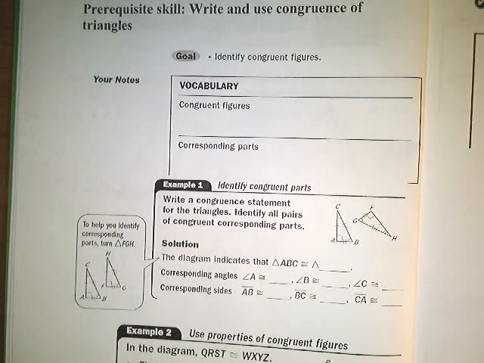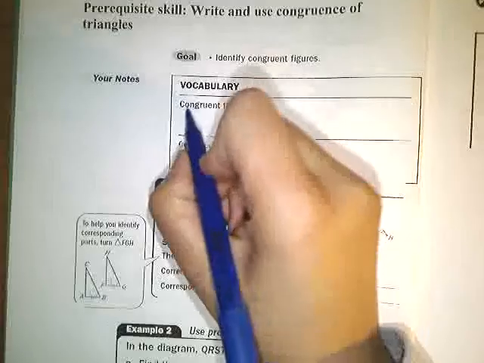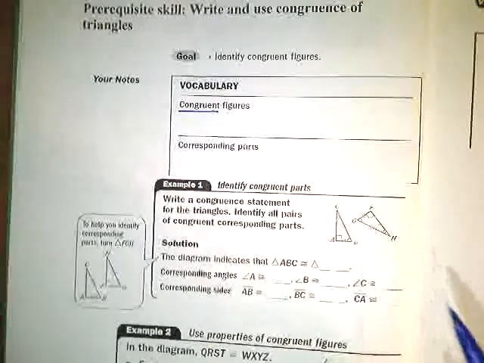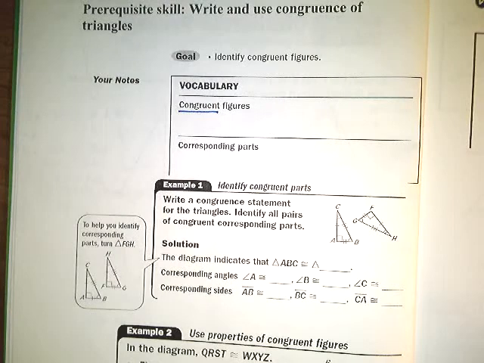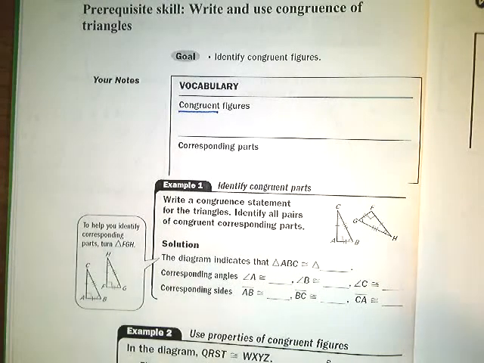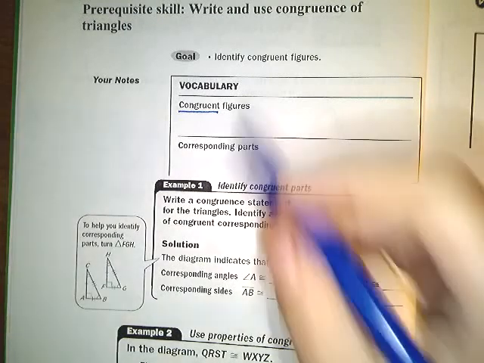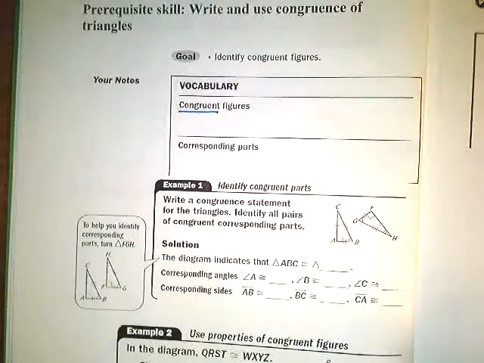Now, congruent means exactly the same. Okay, so you could have two angles that have the same measure, two line segments that have the same length, but here we're going to be talking about triangles. Figures is another word for shapes, so triangles and squares and kite shapes and what have you.